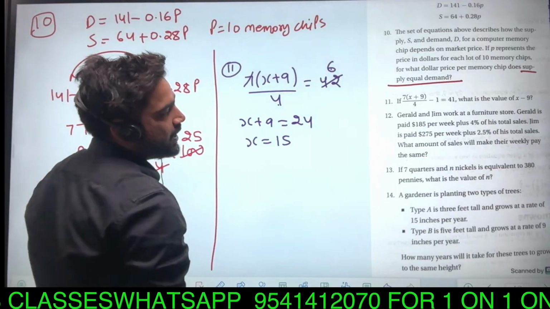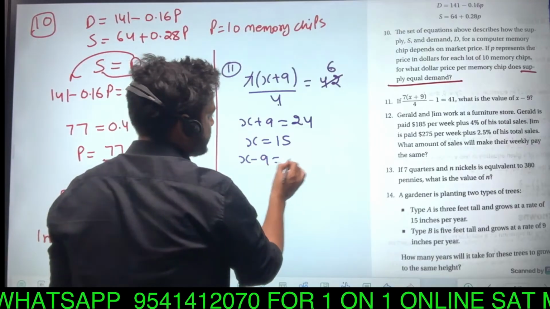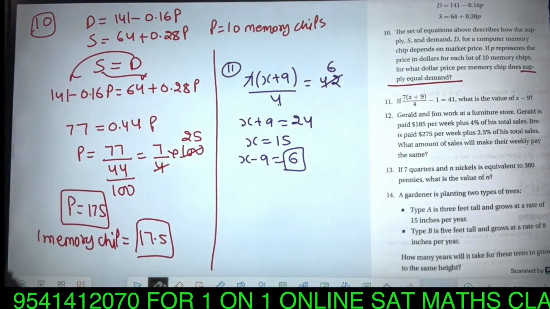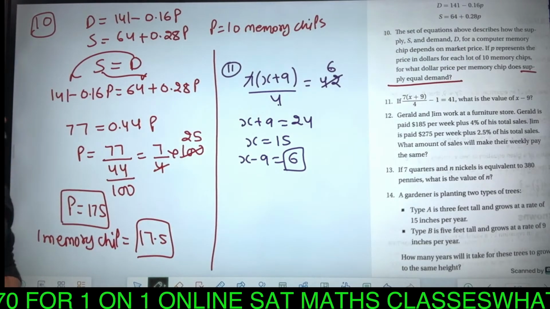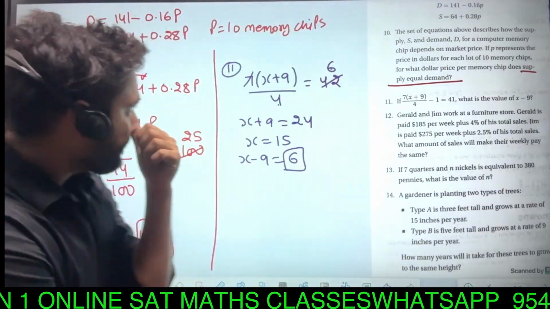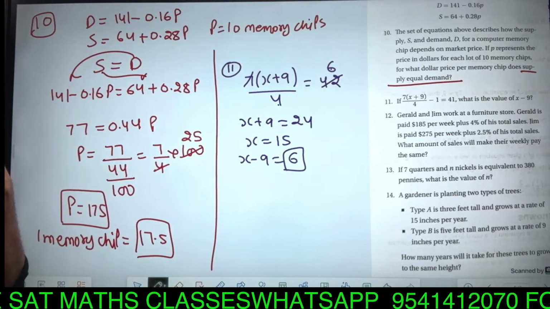x is 15, and we have to find x minus 9. x minus 9 will be 15 minus 9, which is 6. So 6 is our correct answer, and the question looks super easy. Very easily we can solve this question. The answer to question number 11 is 6. Moving on and solving the next question.